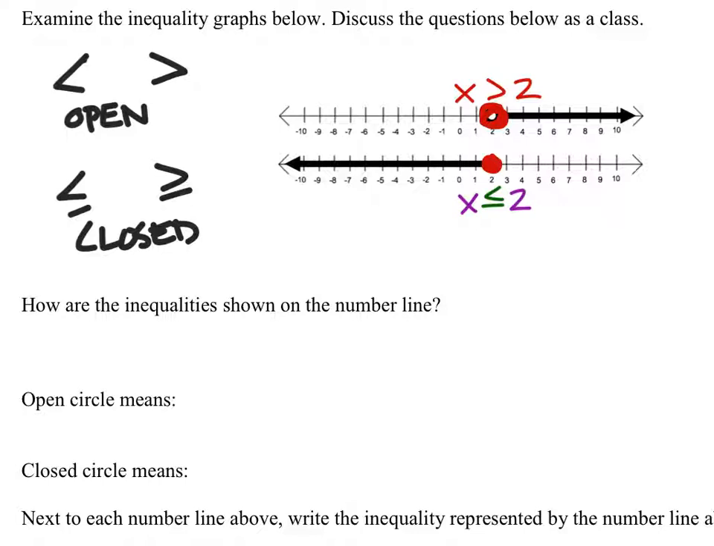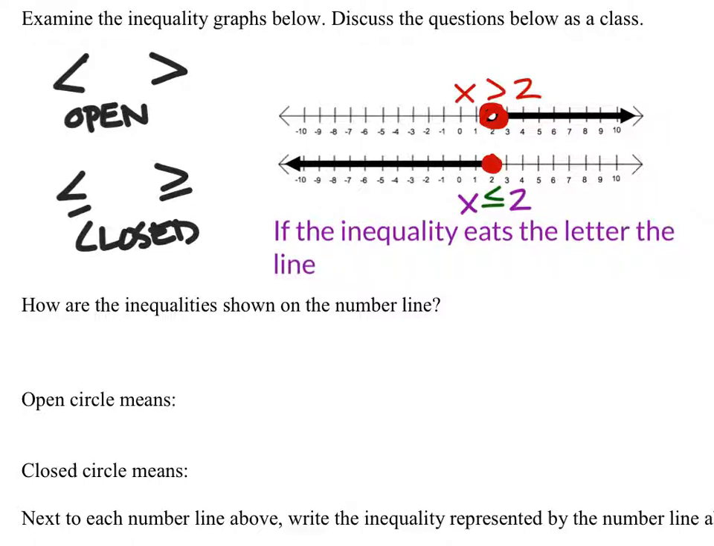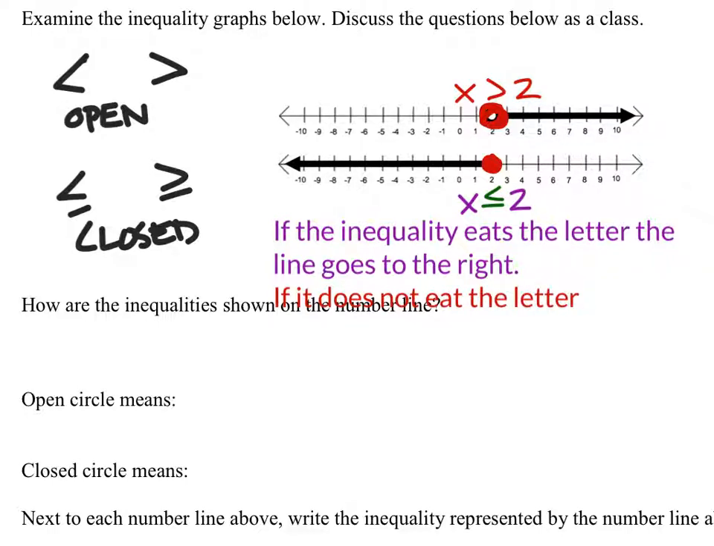Now, the other thing we need to address is whether the line goes to the left or the right. If the inequality eats the letter, the line goes to the right. On the other hand, if it does not eat the letter, the line goes to the left.